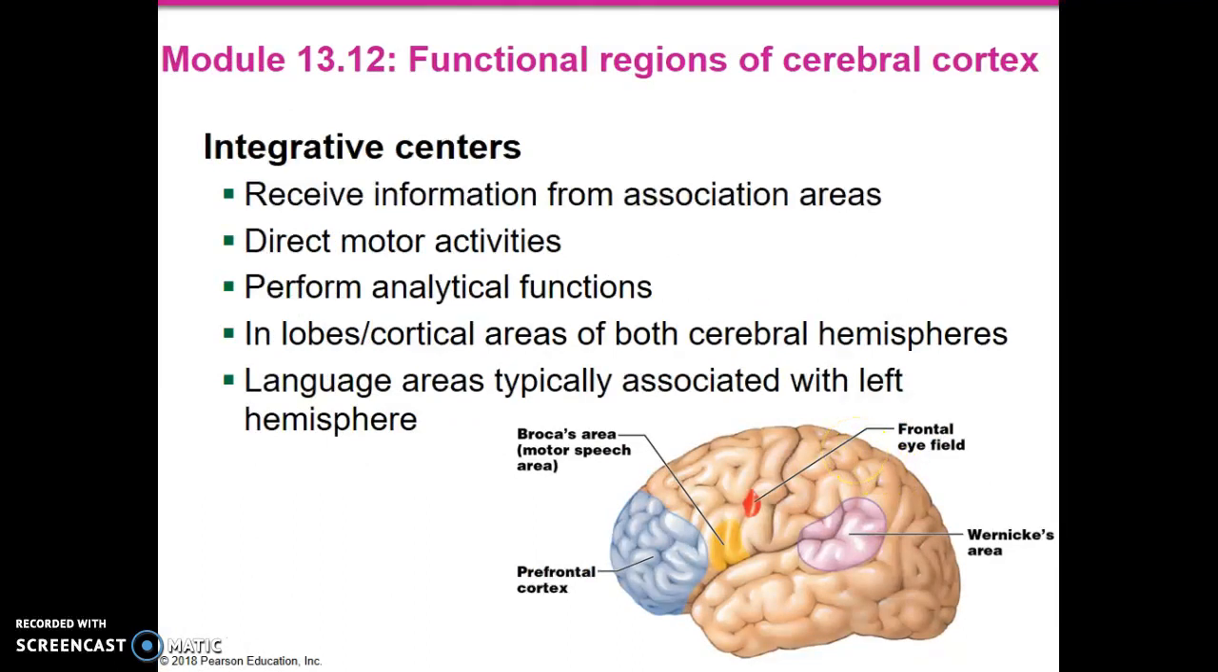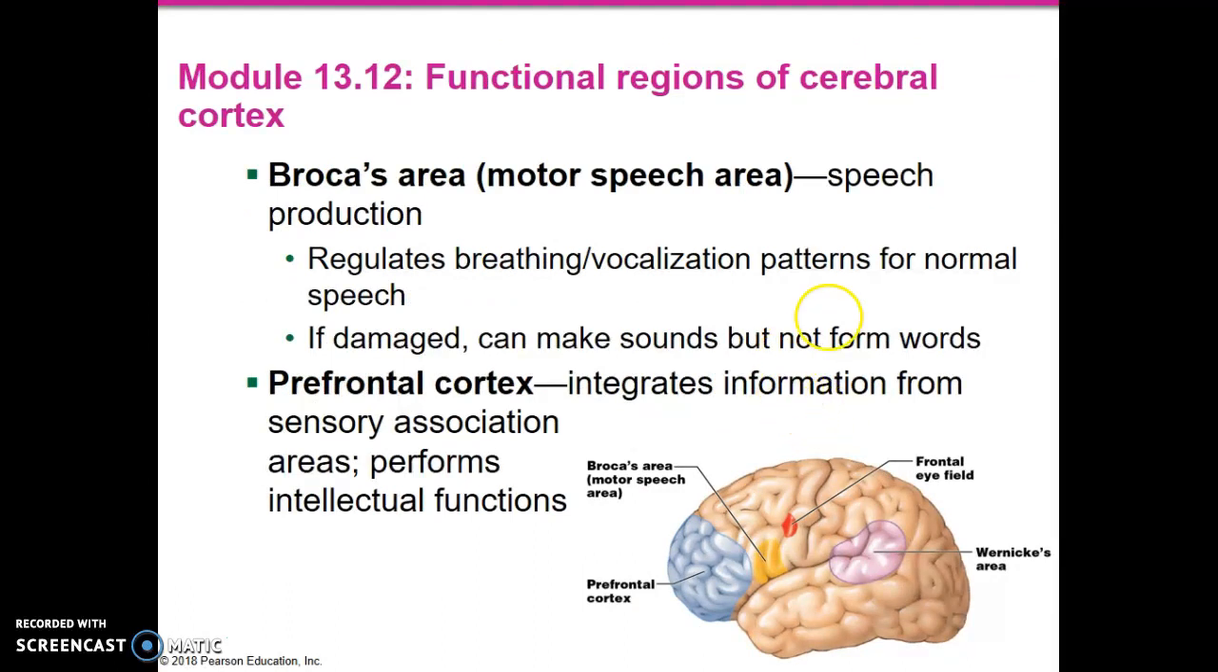So these integration areas receive information from the association areas, and they direct motor activities and perform analytical functions. Language areas are typically associated with the left hemisphere. Broca's area, this yellow portion here, is the motor area for speech production. Prefrontal area integrates information from sensory areas and performs intellectual functions.